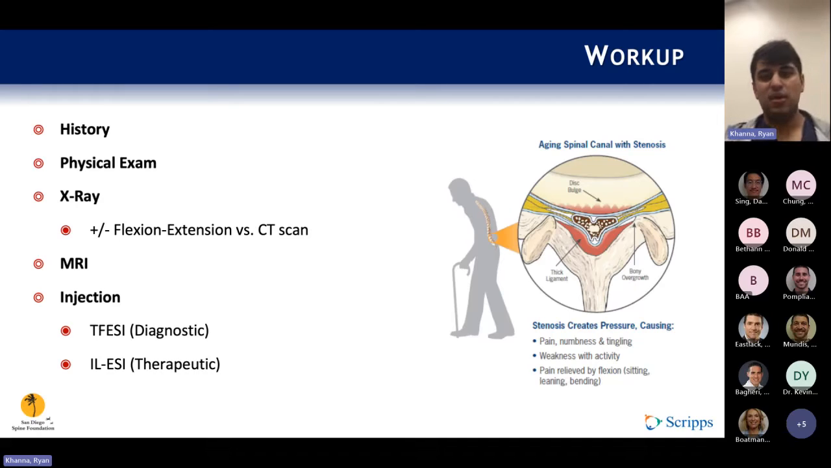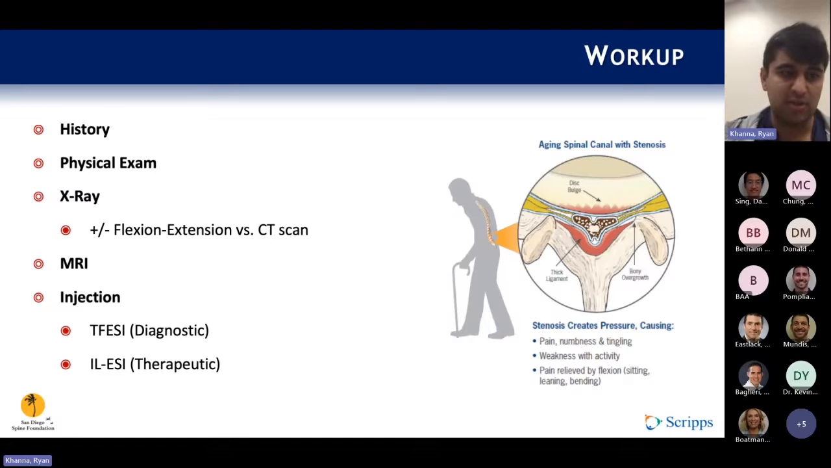How do we work up these patients? Every good patient encounter starts with a good history. So we want to look for some of those symptoms that we discussed previously: if they're having low back pain, if they're having leg pain, if they're having neurogenic claudication. On physical exam, we're looking for weakness or numbness, decrease in sensation. Sometimes you'll see blunted deep tendon reflexes, especially in the bilateral patellas. We can also look for, depending on the etiology of lumbar spinal stenosis, if it's a disc, things like a positive straight leg raise.